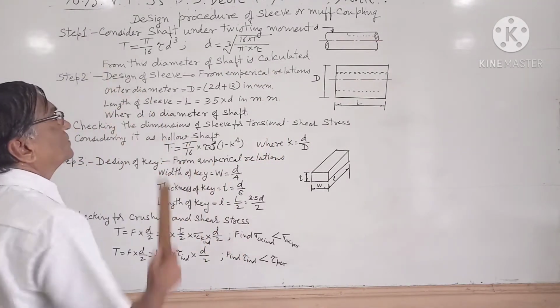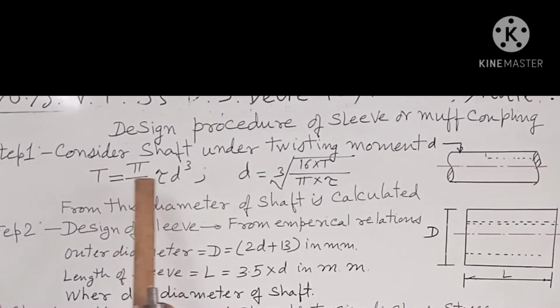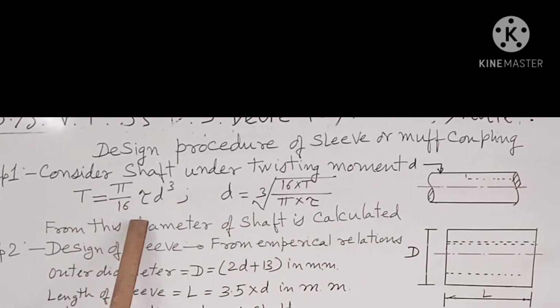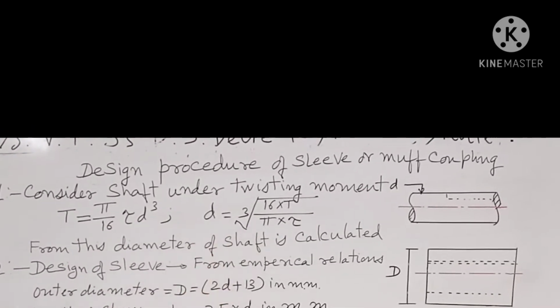Now step 1, find out the diameter of the shaft, considering it in pure torsion. By the formula T is equal to pi by 16 tau d cube, from this we will find out the diameter of the shaft.